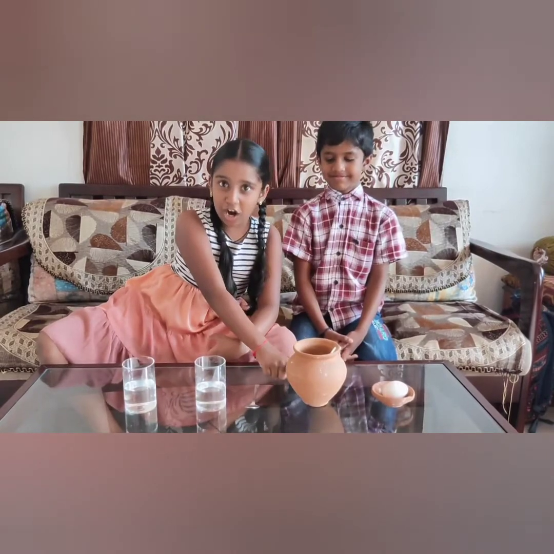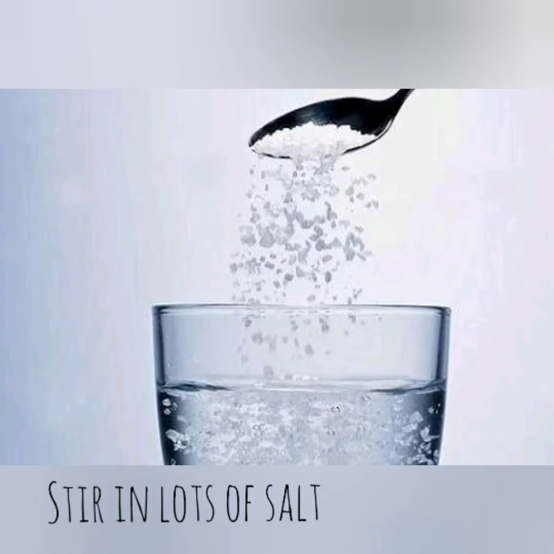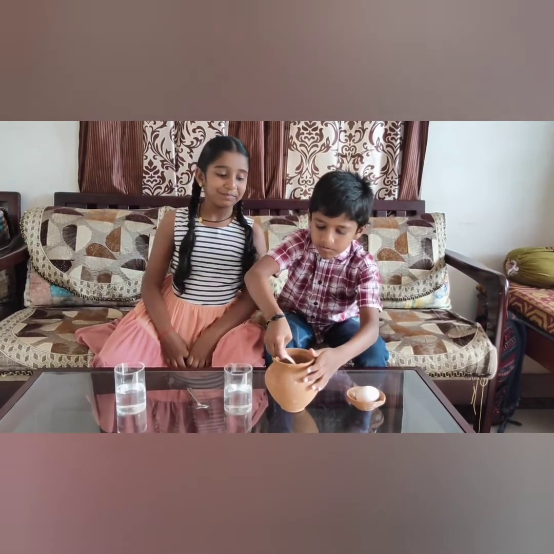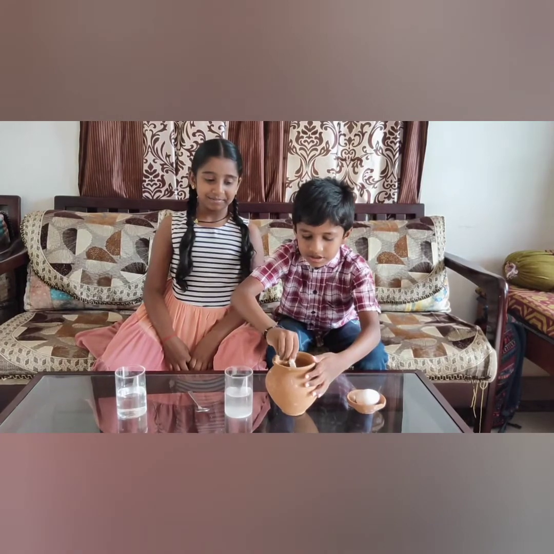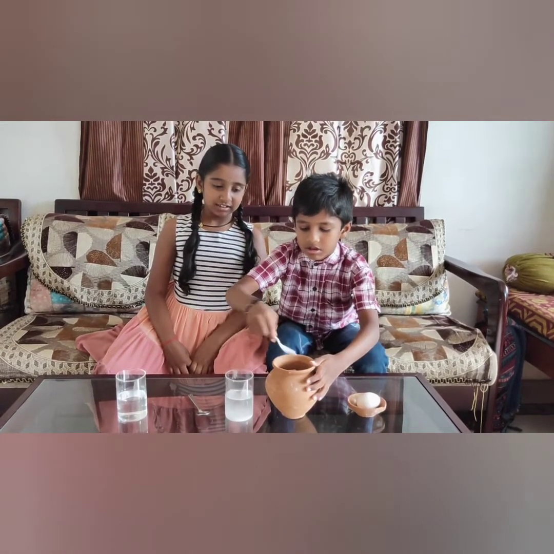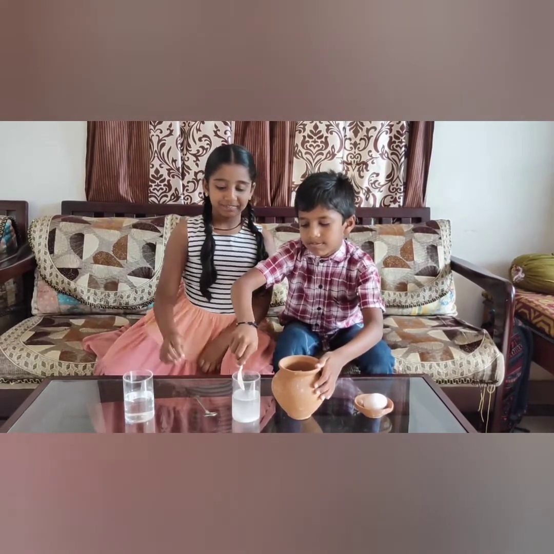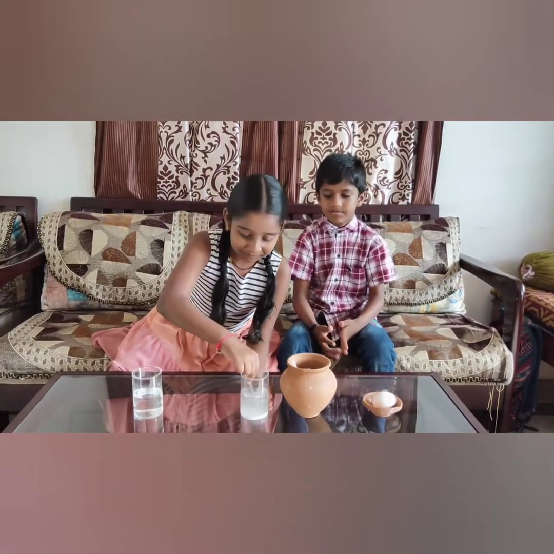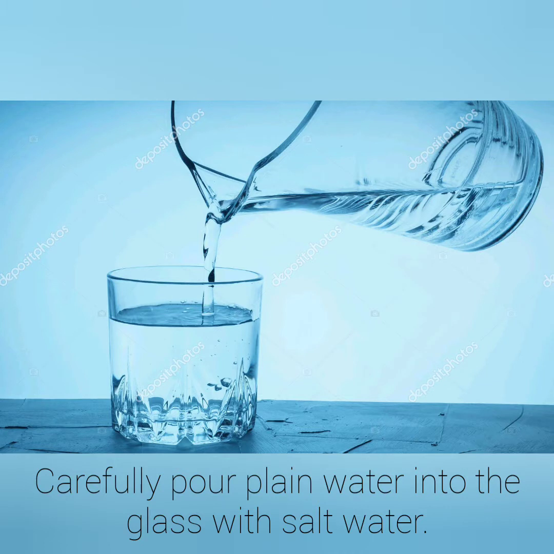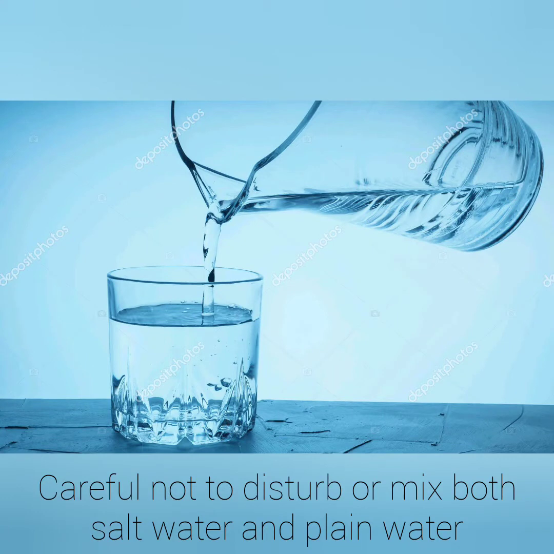The second experiment is floating eggs. For this experiment, we need egg, salt, spoon, 2 glasses of water. Now we will add 3 spoons of the salt into the water. Now we'll mix the salt and water. Slowly we will pour water into the salt water.